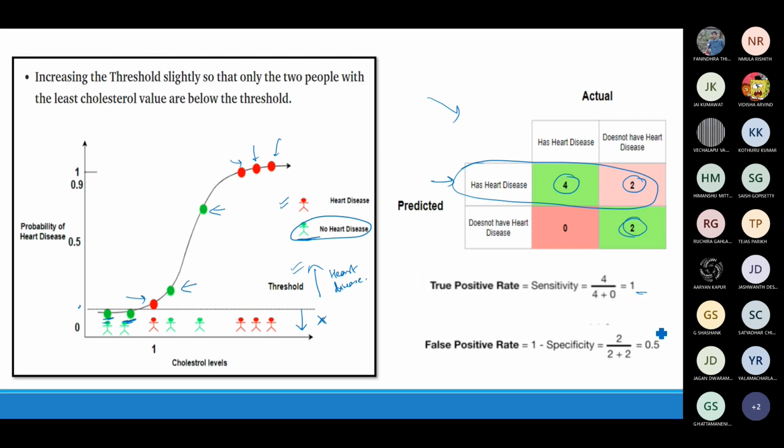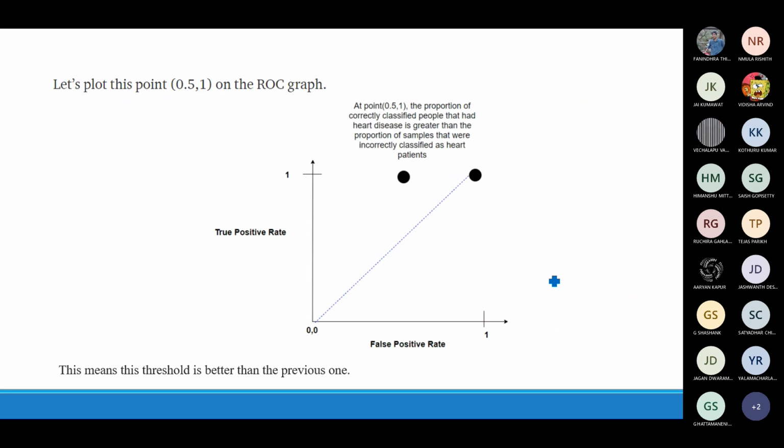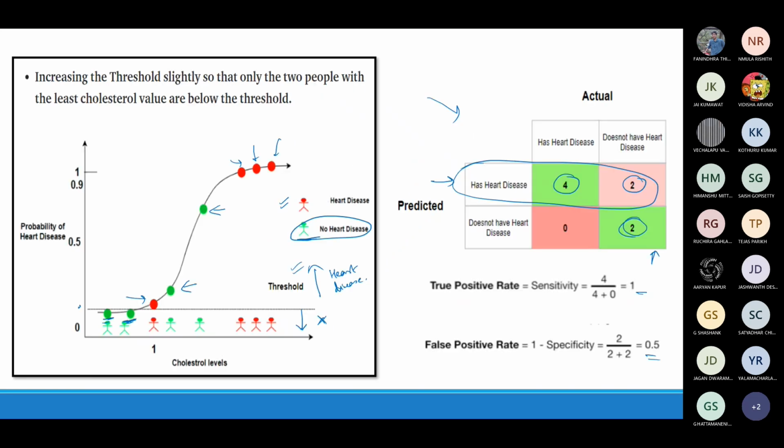So again, we got another confusion matrix based on this threshold. We calculated the true positive and false positive rate from this confusion matrix, and we again plot this value here. At 0.5 and 1, I got a value here. So obviously, at this particular threshold, you see the false positive rate has decreased, because earlier it was 1, here it is decreased. So this threshold is obviously better than the previous one.